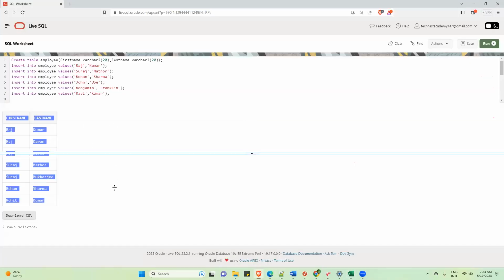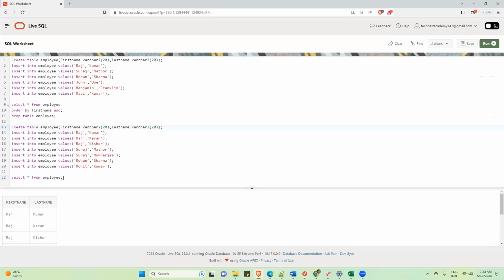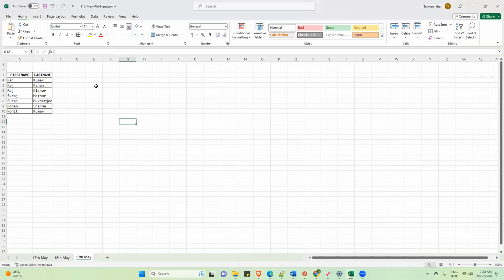Let me run this query and then I will tell you how it will work. Order by first name. Now, I will not execute this. First of all, let's analyze it. One thing is clear, that Raj should be displayed on top as compared to Suraj Mathur, Suraj Mukherjee, Rohan Sharma, Rohit Kumar. This is clear to everyone? Okay. So I will keep it as it is.